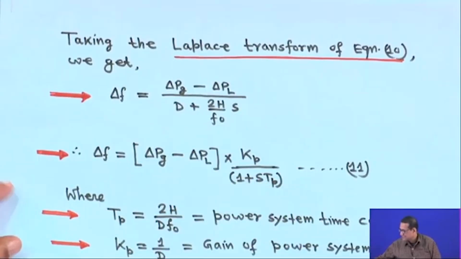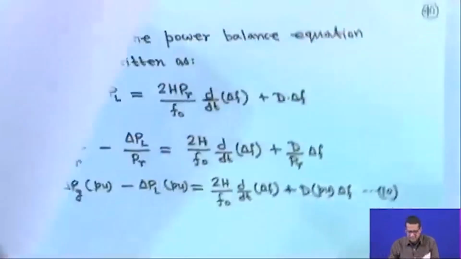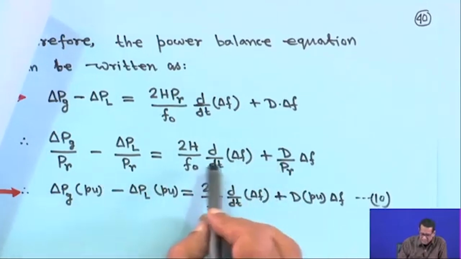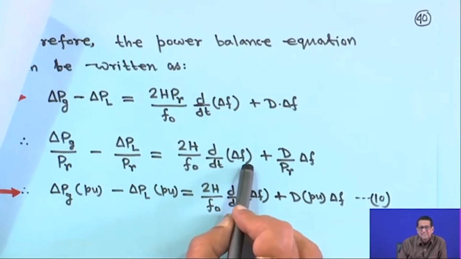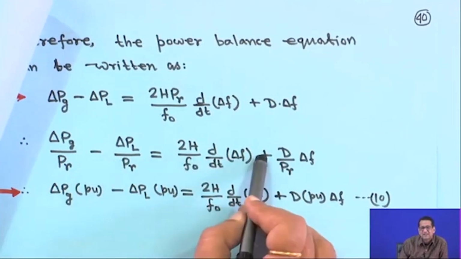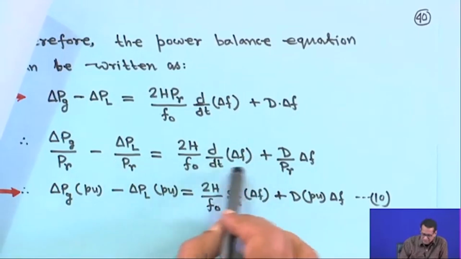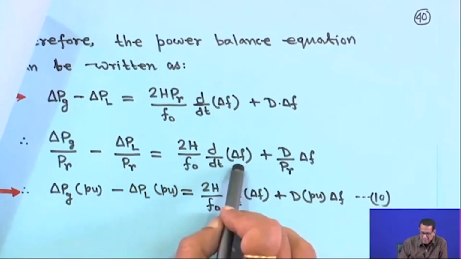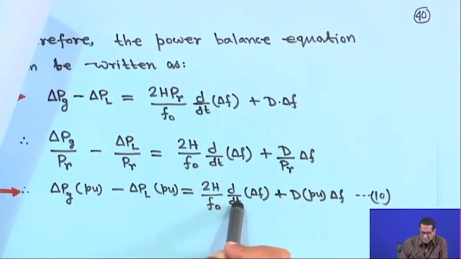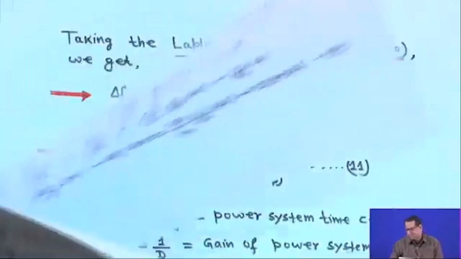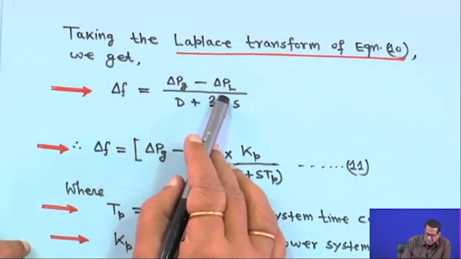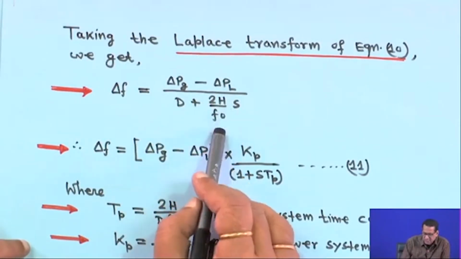Because if you take the Laplace transform of this equation, it will be s into delta F, with the initial conditions assumed to be 0. The (s) in the bracket I am not writing, otherwise again and again for all the variables I have to put, and we do not want that. So it is 2h upon f0 s into delta F, and this will be d into this. All these things you take the Laplace transform and simplify. If you do so, delta F will become delta Pg minus delta PL divided by d plus 2h upon f0 into s.